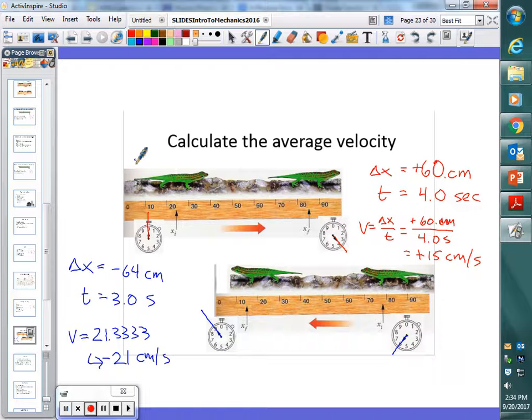Question. Well, this should be an easy question to answer now, right? Because we just did this, right? Which one's faster, positive 15 or negative 21? Negative 21 is faster, right? Even though it's a negative number, the negative just tells us direction. Okay? Good? All right.